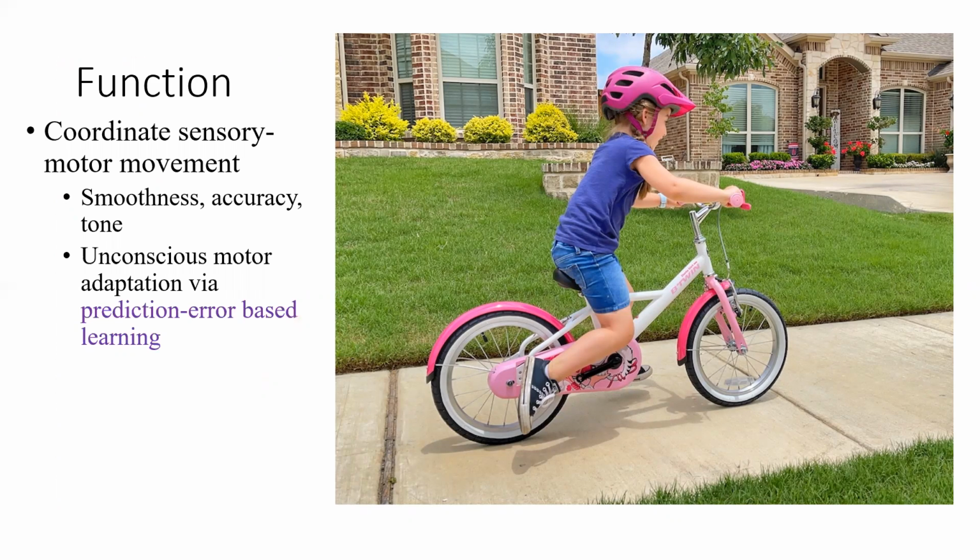Primarily, it is responsible for the smoothness and the accuracy of movement. And you can think of learning how to ride a bike. The cerebellum is going to be an indispensable part of being able to do that because it is responsible for unconscious motor adaptation via a process called prediction error based learning.